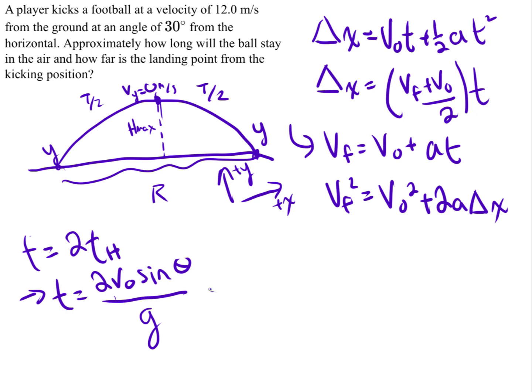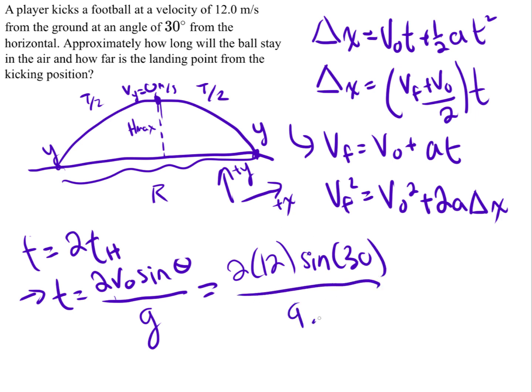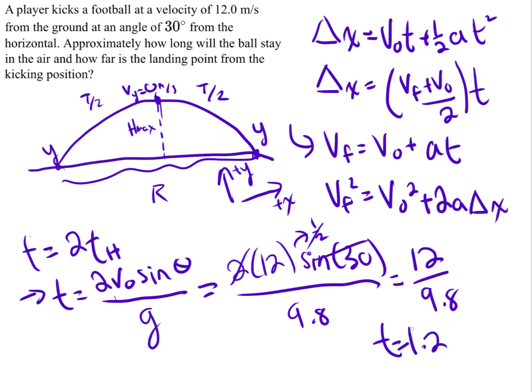So now we can just plug everything in. So this is equal to 2 times the initial velocity of 12 meters per second times the sine of 30 degrees divided by g, or 9.8. Now, if you remember, the sine of 30 degrees is 1/2. So these two cancel out. And you get that it is equal to 12 over 9.8. So simplifying that, the time is equal to about 1.2 seconds.